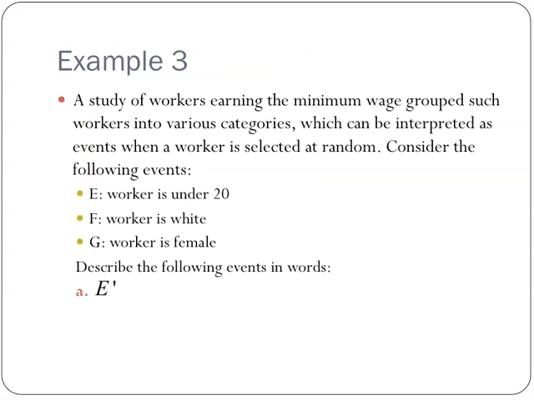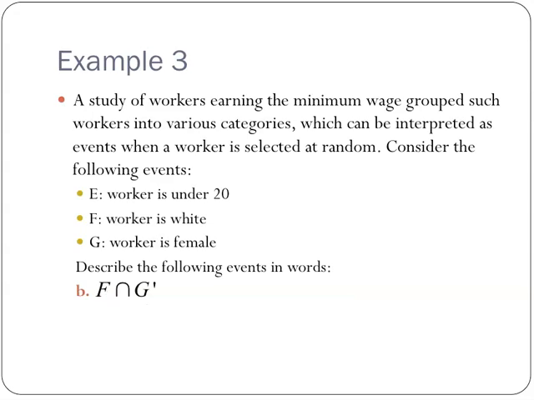All right, take a look at example 3. A study of workers earning the minimum wage grouped such workers into various categories, which can be interpreted as events when a worker is selected at random. Consider the following events. E is that a worker is under 20, F that a worker is white, G that a worker is female. Describe the following events in words. Okay, so E prime, now E we were told is that a worker is under 20, so that means E prime is the opposite of that. That means the event that the worker is 20 or over, right? That's the opposite of being under 20 is being 20 or over.